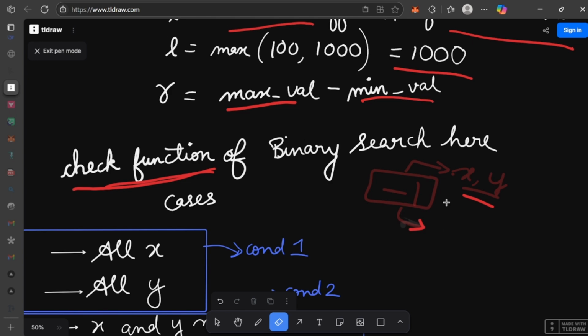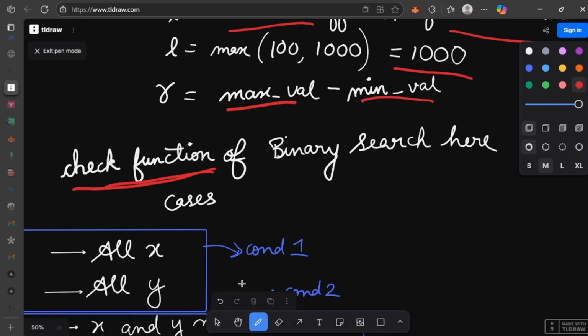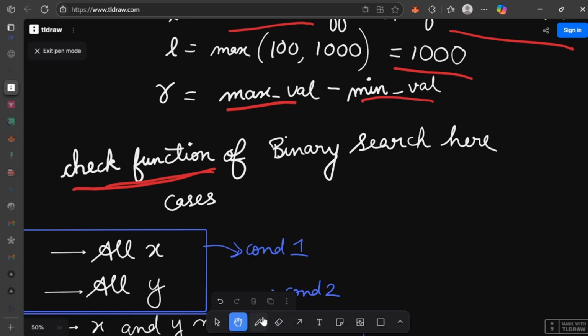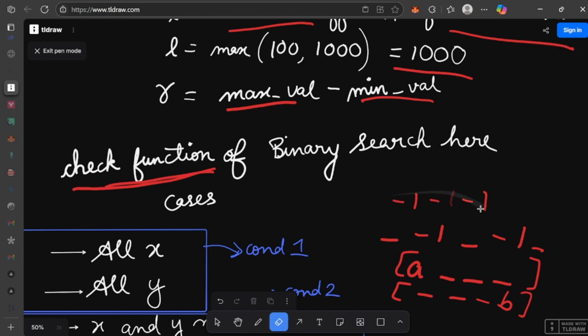We saw 2-3 cases while discussing the initial level of the problem. Those cases will also be handled here, and more cases which we saw, like continuous -1s or alternate -1s, or the array ends in -1. All these cases will be handled here in the check function.